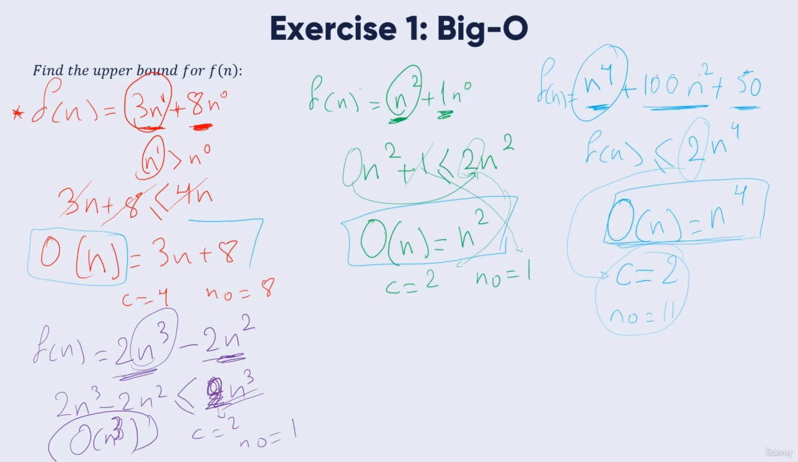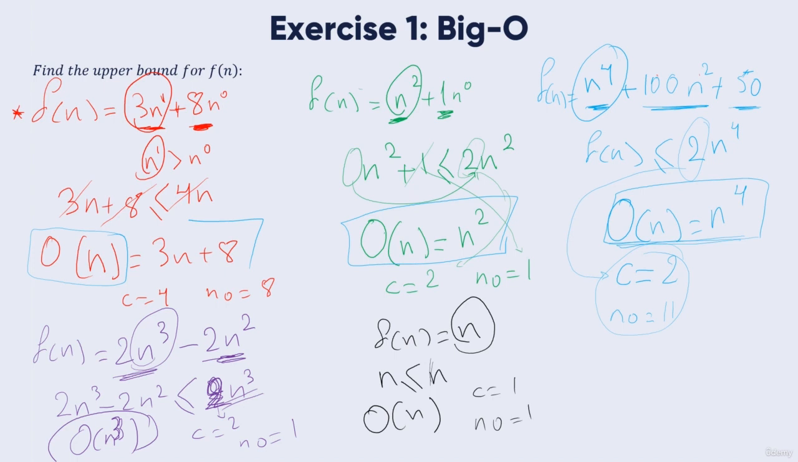Now, another two examples that we are going to make in this exercise. Find the upper bound of f of n equal to n. n here is the only term that we have in this function. So n is less than or equal to n. So it is of O of n notation, with c equal to 1, the constant, because n is multiplied by 1 here, and n0 equal to 1. It's very simple.